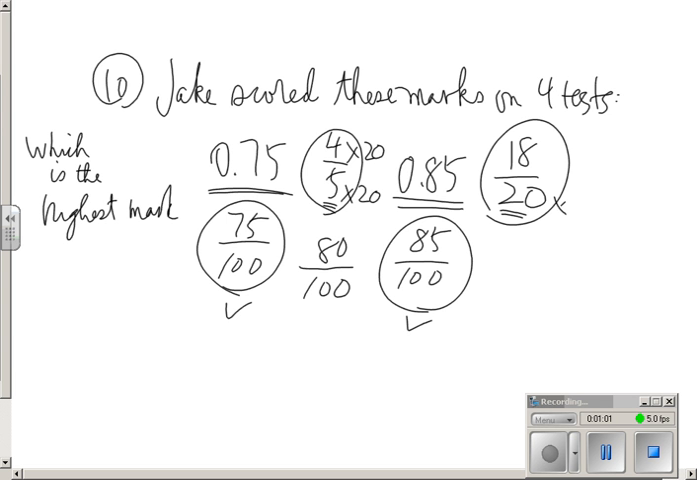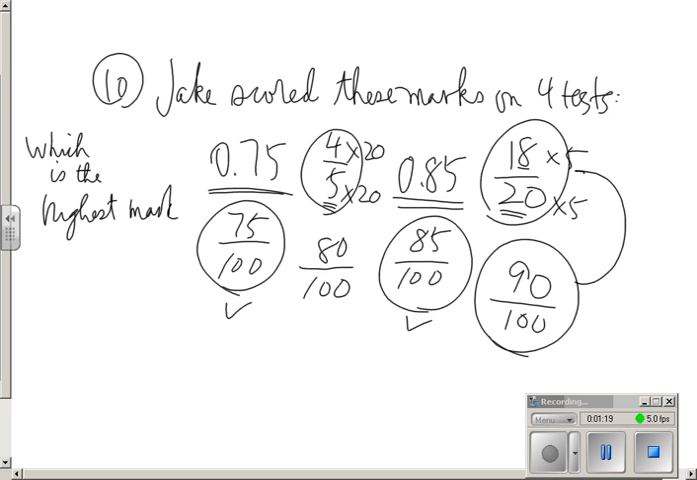And then this one here, if I multiply it by 5 and that by 5, I get 100 down here, and I get 50. 10 times 5 is 50. 8 times 5 is 40. That's 90 hundredths. So the answer, obviously, once I create equivalent fractions to these, is 90 hundredths. And if I go back to what that original fraction was, it's 18 out of 20, which means my answer is D.